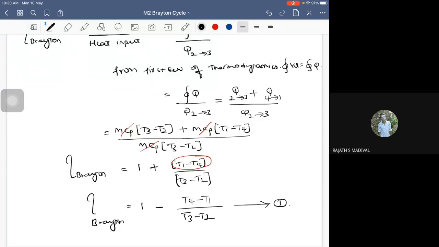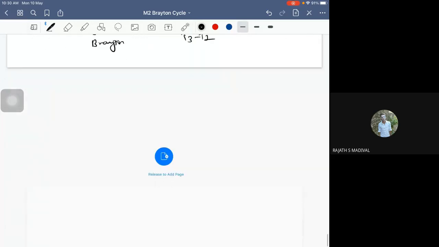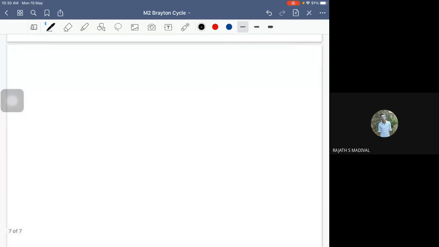And guys, I would expect you to take notes parallelly, and solve the derivation in your notes, because this is very important. Now, next one. Take process 1 to 2, which is adiabatic.